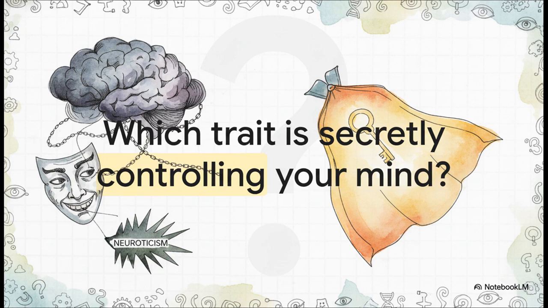Which brings us to the end of our explainer today. And I want to leave you with one final provocative question. Which of these traits is secretly controlling your mind? Are you maybe a bit more neurotic than you'd like to admit? Or kind of cynical? Remember, the goal here isn't just to analyze everybody else, it's to look in the mirror. Identify your trait, take control of the dark side, and unleash that hidden superpower.